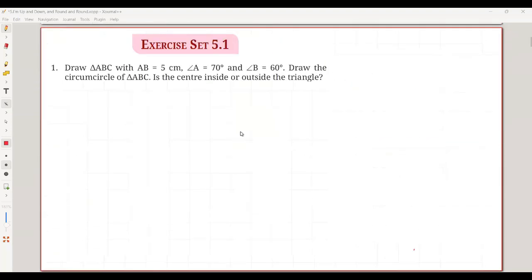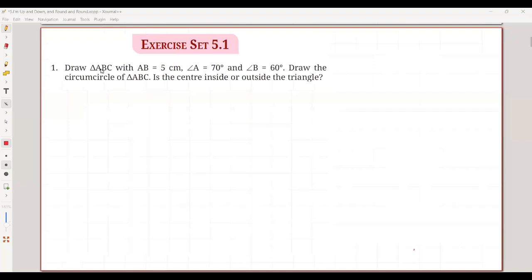Now, exercise set 5.1. There are 3 questions given. I'll first show the 3 questions, then take you to the construction tool, and then I'll explain how to construct. First one: draw a triangle ABC with AB equal to 5 centimeter, angle A equal to 70 degree, and angle B equal to 60 degree. Draw the circumcircle of triangle ABC.